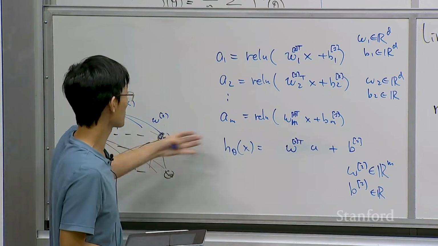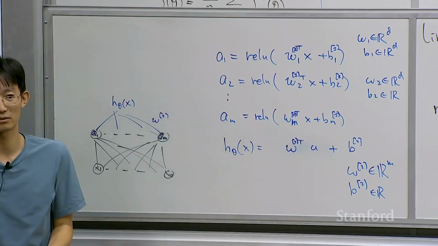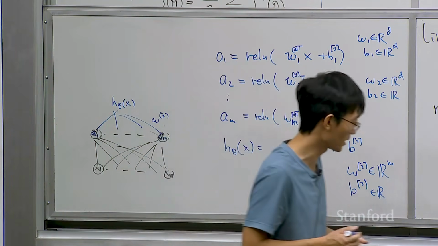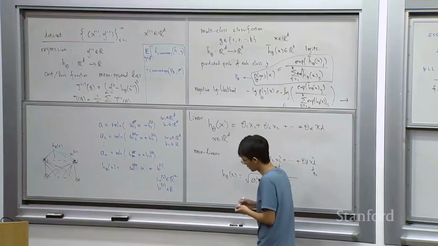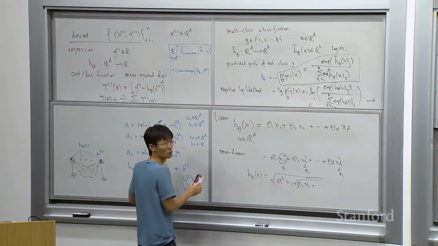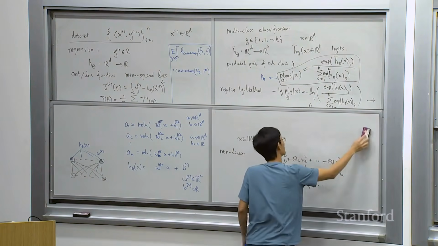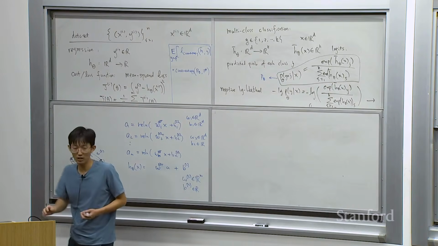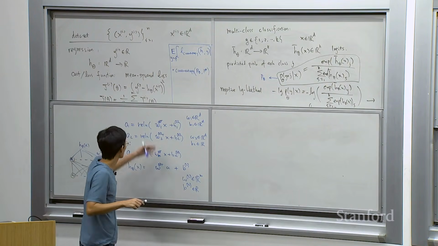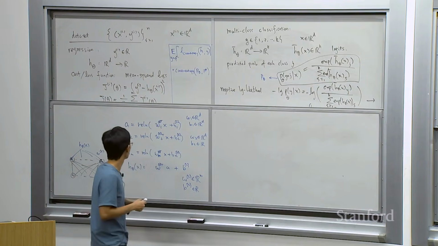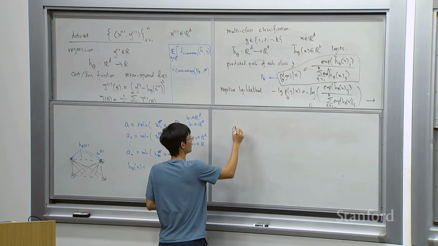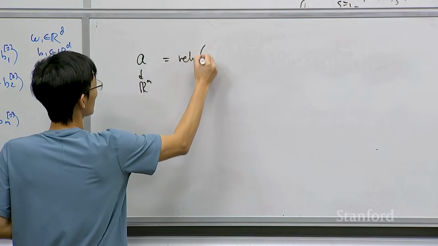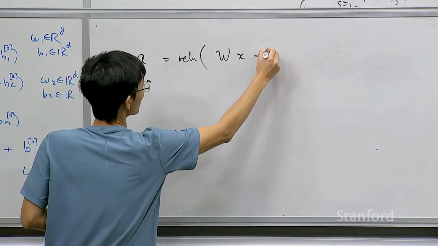You can see this notation is kind of messy, right? When you have too many superscripts and subscripts, at some point it's too messy. In some cases you have to live with this kind of notation, but in most cases you can simplify even further. If I write everything as matrices and vectors, I don't have to think about each of these details. So basically, I just write A as a vector in R^m. You can write it as ReLU of a matrix W times x plus b.